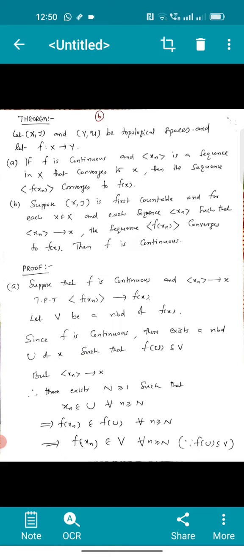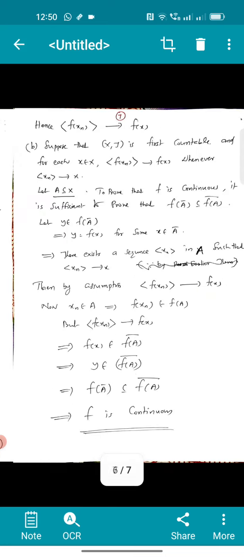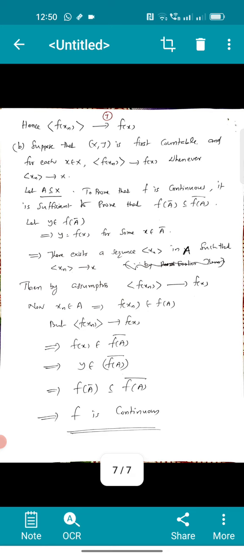This implies f(xn) is in f(U) for all n greater than or equal to N. This implies f(xn) is in V for all n greater than or equal to N, because f(U) is a subset or equal to V. Hence the sequence f(xn) converges to f(x). That is what part A is proved.